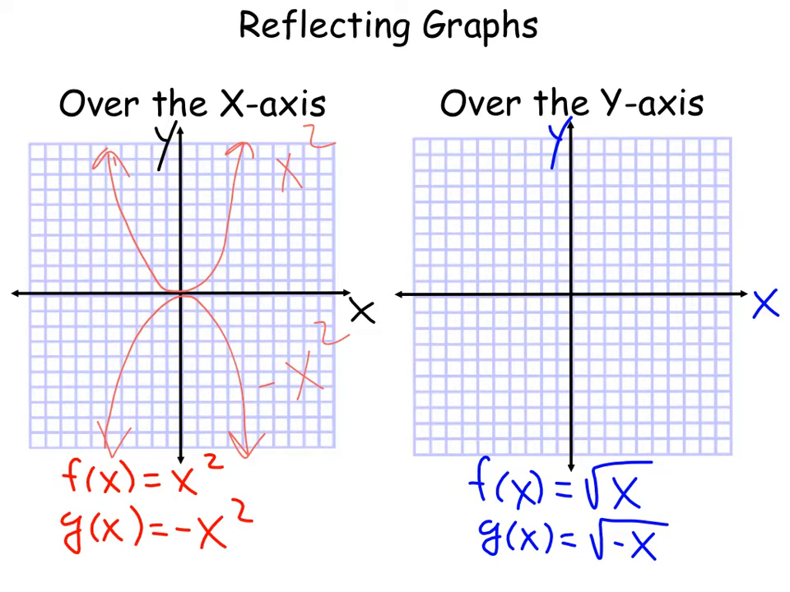Quadratics get reflected all the time because we work with many problems that are modeled with a quadratic that opens down, right? And putting that negative sign in front of the x squared, that's what it does, is that you now have a quadratic that opens down, okay?